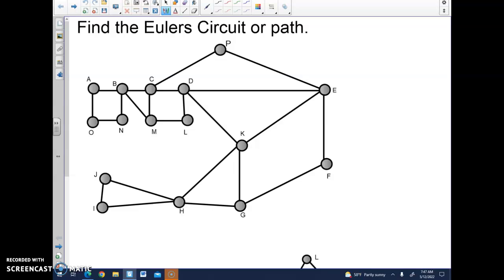All right, so when we're finding an Euler's path or Euler's circuit, the first thing I want to do is get the degree of every vertex.